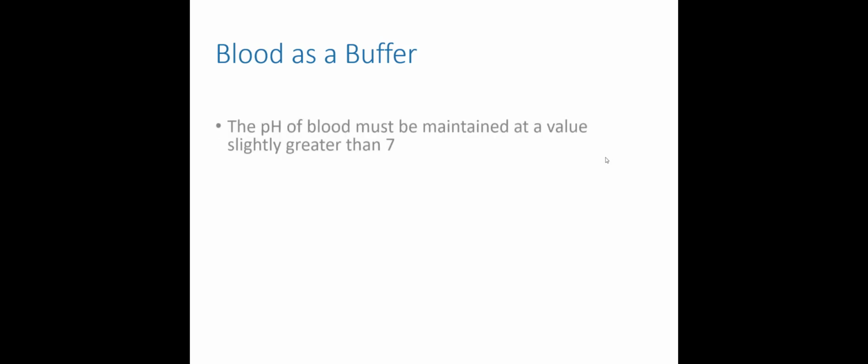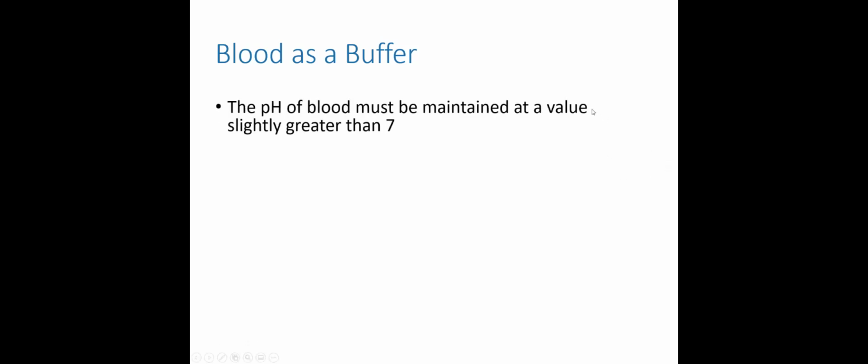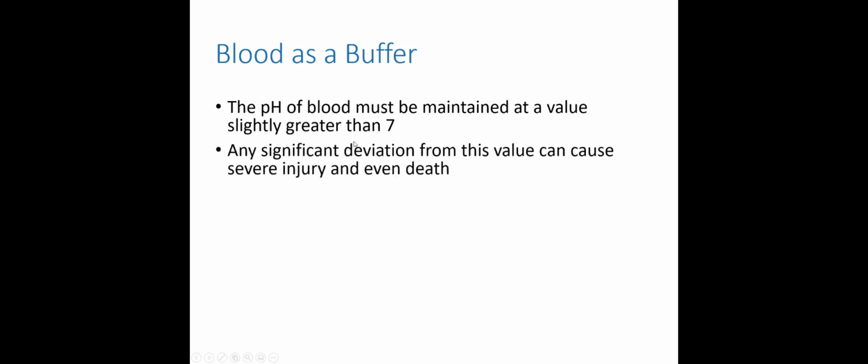Most of our body fluids are buffered in some way. Let's take a look at, for example, blood. It turns out that for us to remain healthy, the pH of the blood has to be kept at a value slightly greater than 7. If we deviate from that value by much, it can ultimately result in either injury or coma and eventually death.